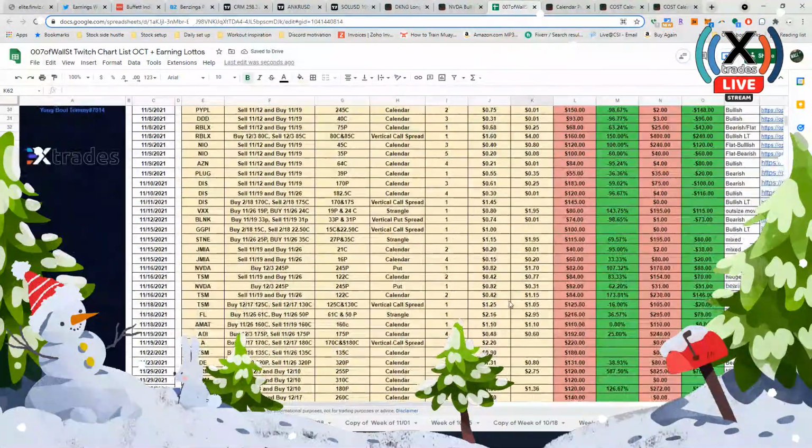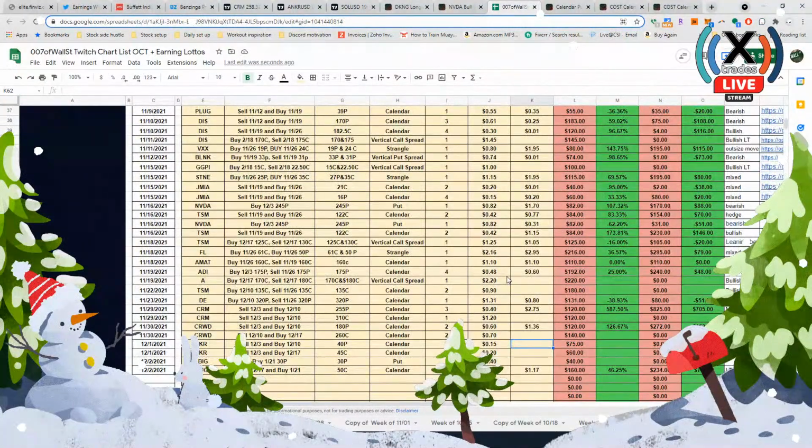But these strangles are pretty good because if the stock goes in either direction, we'll still make some amount of profit. And if it goes one direction by a huge amount, then we'll profit even more. Almost foolproof, honestly it is, especially on days like this too.